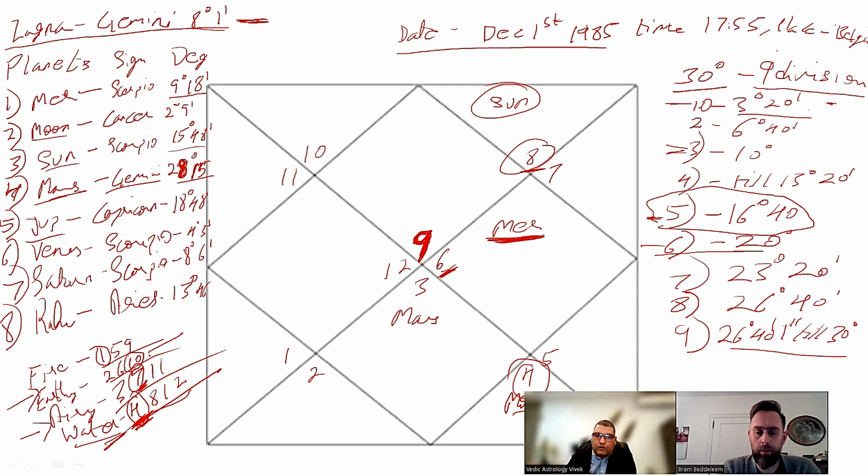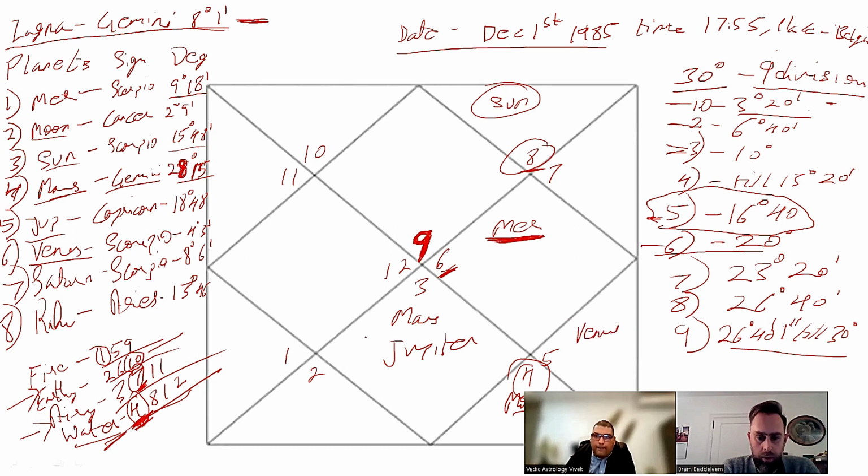So from the 10th sign, if we start counting six places: 1, 2, 3, 4, 5, 6. So Jupiter comes here. Now Venus. Venus is in Scorpio sign in the second Navamsha. We will start counting from the Cancer sign and count two places. So it comes to Leo.